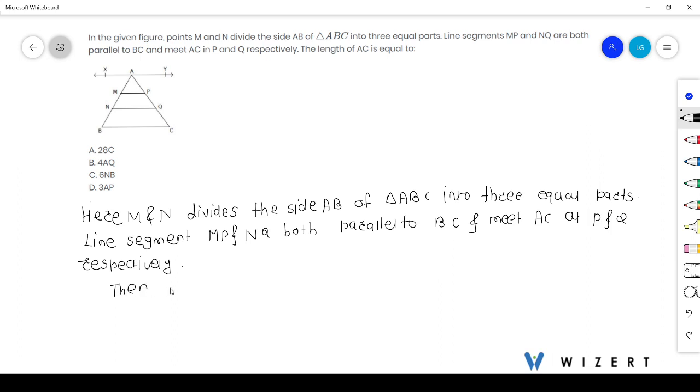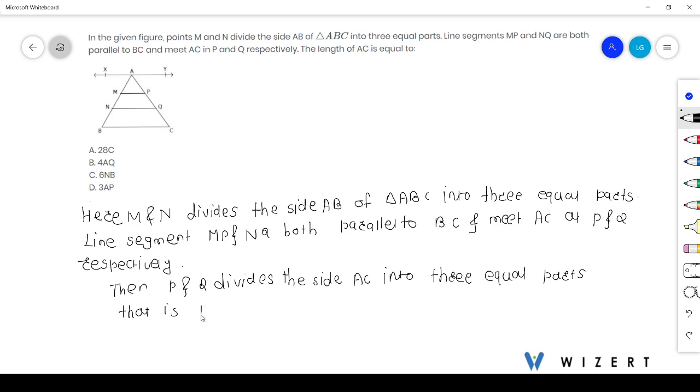Then P and Q divide the side AC into three equal parts. That is, AC equals 3AP equals 3PQ equals 3QC.